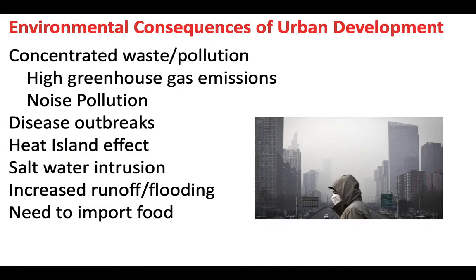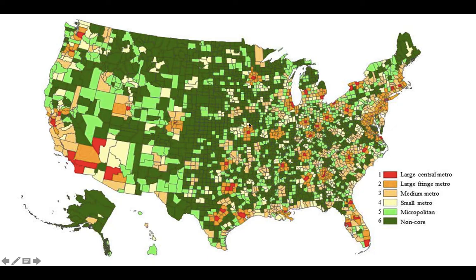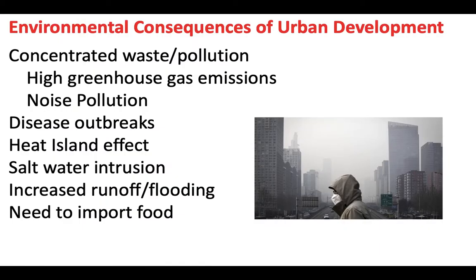There are some problems, though, with urban development, environmentally speaking. First of all, if you've got a lot of people living in a small area, that means high density, and that means a high density of pollution, not only sewage waste, but greenhouse gas emissions and noise pollution. And high density also means increased rates of disease outbreaks. We will also see a few other things that I'll talk about, including the heat island effect, saltwater intrusion, increased runoff, and the need to import food.